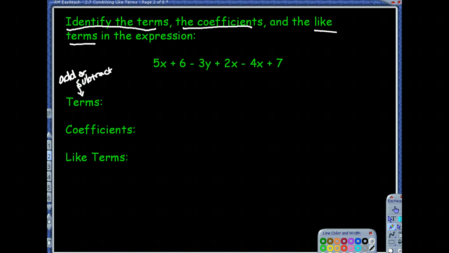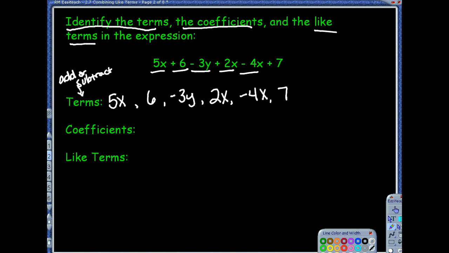So for example, 5x is a term. A 6 is a term. Be careful because the sign in front of the term will stay with that term. This is actually going to be a negative 3y, a 2x, a negative 4x, and a 7. So we have several terms here.